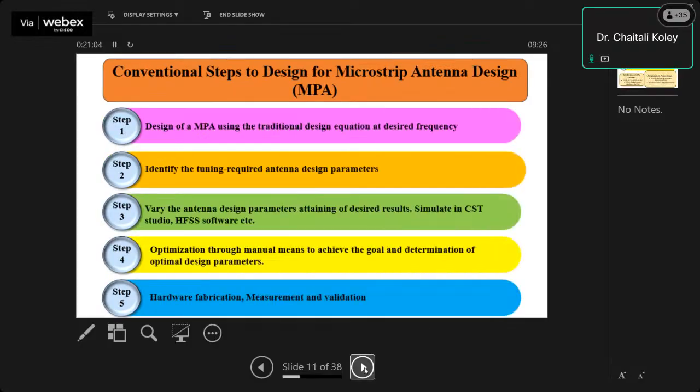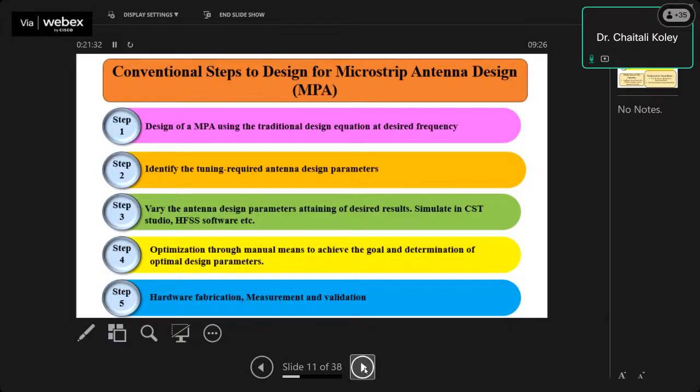Now our main objective is to apply a machine learning algorithm to the design of the microstrip patch antenna. As we know, whenever we use the conventional way of designing a microstrip patch antenna, what are the basic steps involved in designing and optimizing the microstrip patch antenna?